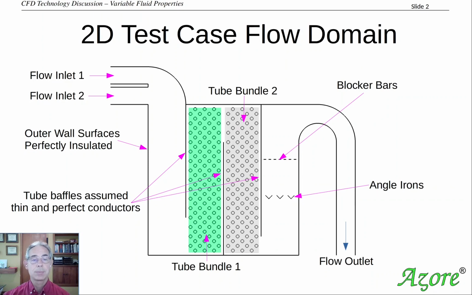The geometry for this test case is the same as was used previously in the last 2 test cases. The difference for this particular case is how we treat these thin baffles. In the previous test cases, we treated those as perfectly insulated. In this case, we're going to assume that they are perfect conductors so that energy will transfer from here to here or here to here through these tube bundles.